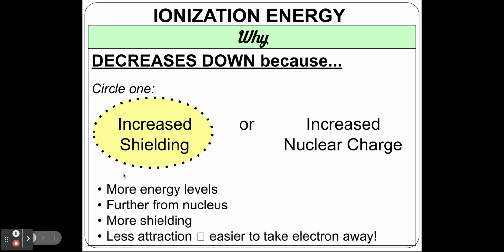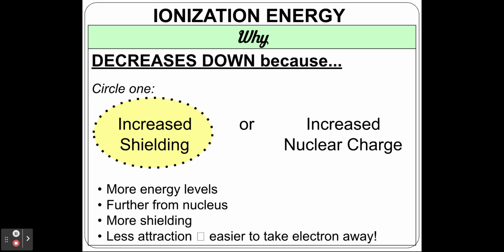Again, the shielding is increasing because you're adding more energy levels to the inside core of your atom. That's going to be between the valence electrons. But again, I think the more important thing to keep in mind is that the effective nuclear charge is not changing because even the added shielding is canceling out the extra protons that are put in there.